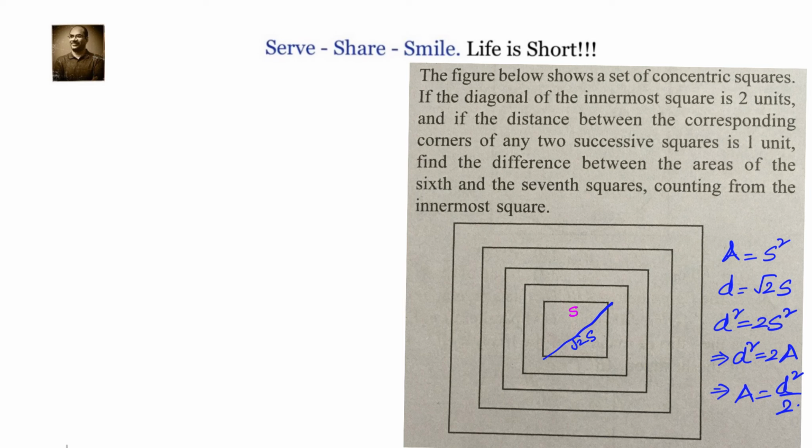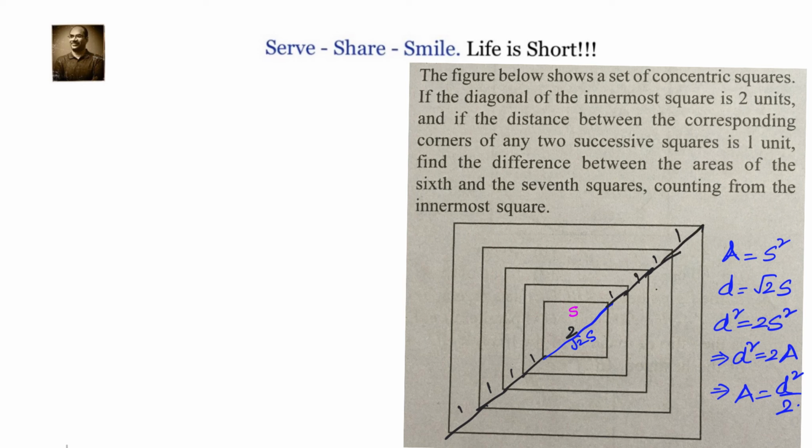Now once we understand that, let us see the pattern. The first square, innermost square diagonal is 2. The next one will be 4. Next one will be 6. Next one will be 8. Next one will be 10. You have an arithmetic progression there. So we can use the AP concept and find out what will be the diagonal size for A7 and A6 squares, or we can just write them down.